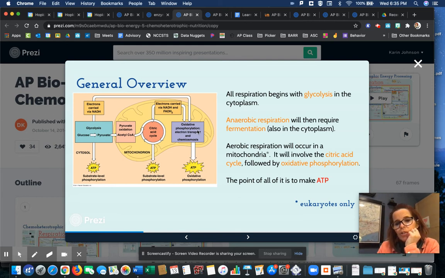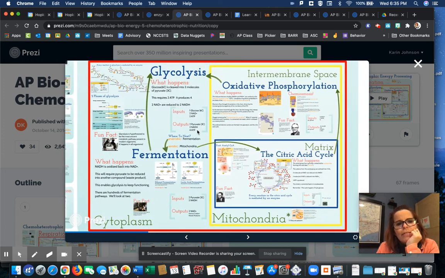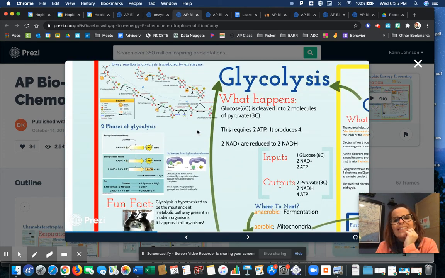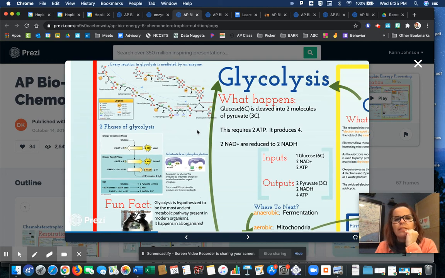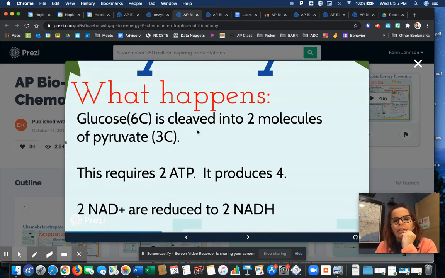oxidative phosphorylation. All right, so let's go through the whole process, and hopefully this is very familiar. Review your small group assignments, because that's where I think the best diagrams are. Some of these diagrams get a little technical, and I don't think that they're necessary.